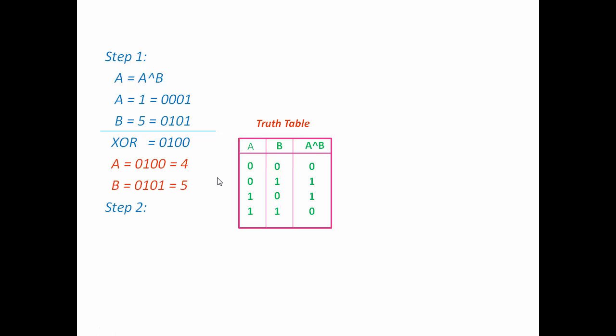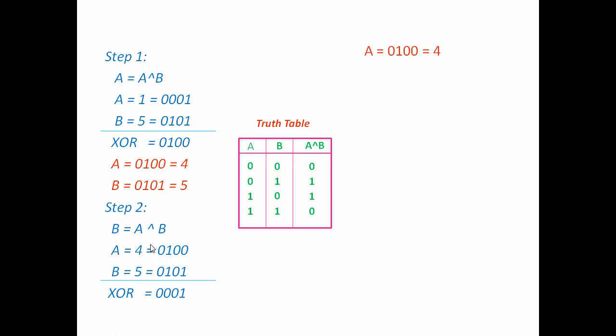In step 2, we perform B equal to A exclusive OR B. Here A equal to 4 in binary 0100 and B equal to 5 in binary 0101. Now we perform bitwise exclusive OR, and we get 0001, which is equal to 1 in decimal. Here we store the result to B, so A's value is unchanged and now B holds 1.